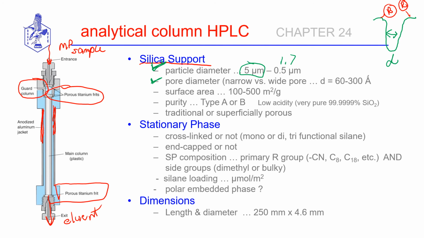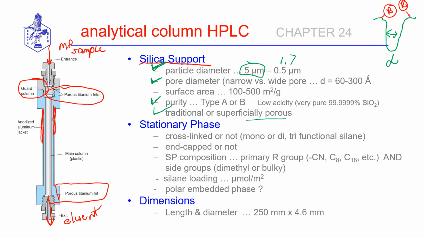We also can choose different silicas that have different purities. Okay, if we remove contaminants such as metal ions off the surface, we can improve how the support's going to perform. And we'll talk about that later. And then finally, there is a choice in are we going to have traditionally porous silica particles or something known as superficially porous particles. So when you go to purchase a column, these are the kind of options you have in your selection of the silica support.